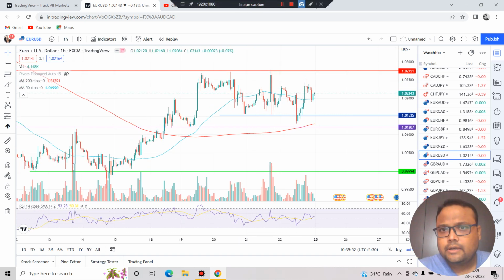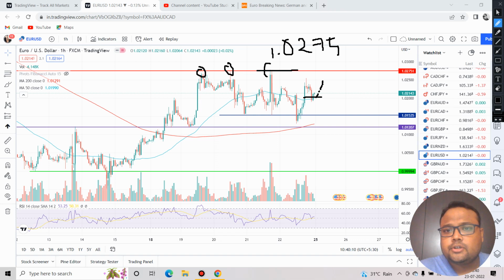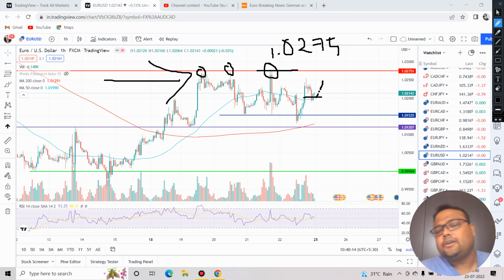So first of all, let's discuss if Euro USD starts going up. If Euro USD starts going up from this particular level here, then we can see that around 1.0275 the market has faced severe price rejection from above, and the market has already rejected three times, so we can expect that the market will be reversing again.